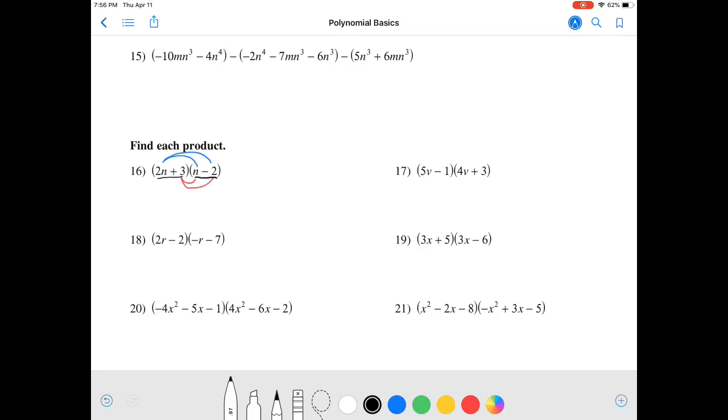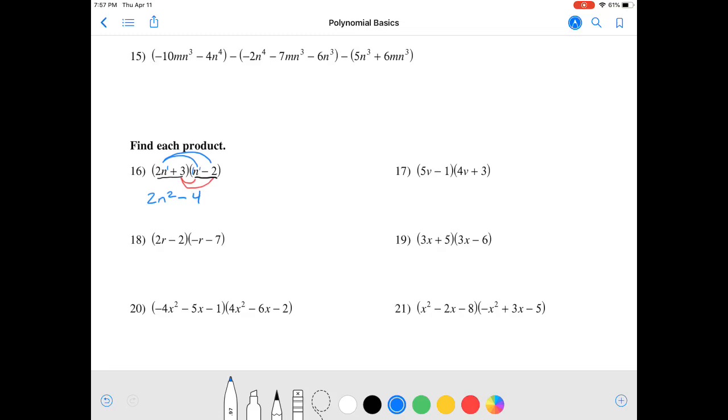So now let's start doing our multiplication. We have 2n times n. Remember that those n's could both have a little 1 exponent next to them. They're both n to the first power. And the second one is 1n to the first power. So 2 times 1 is 2. And then 1 plus 1 is 2. So we get 2n to the second power.